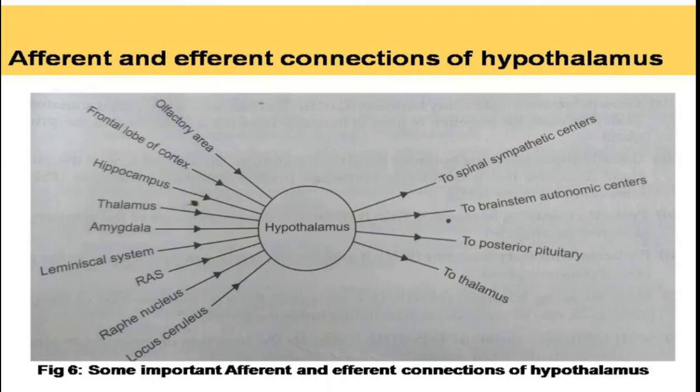Efferent connections are the hypothalamo-hypophyseal tract and mammillothalamic tract. These tracts are neural, but the hypothalamus is connected to the anterior pituitary gland through the hypothalamo-hypophyseal portal system. The rich afferent input explains the extensive influences that are integrated in the hypothalamus, and the prolific efferent output explains the widespread neuroendocrine effect of the hypothalamus.